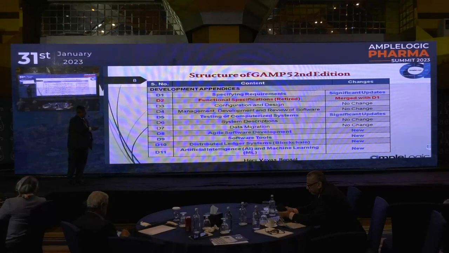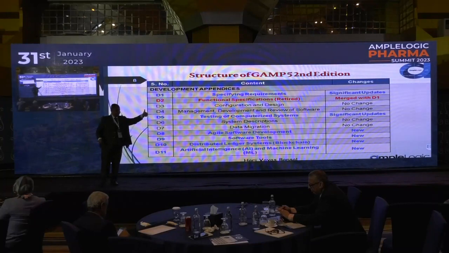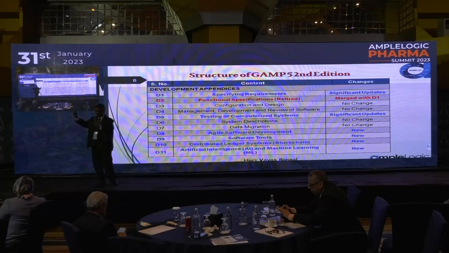Specifying requirement. There are significant updates. Earlier it was URS, and then functional specifications have been retired and merged with specifying requirement. So earlier it was URS and FS, URS and functional specification. Now it has become specifying the requirement. So when I gave you the example of a car, now you have specified your requirements. Your requirement is a car with 7 seats running on gasoline in the price range of 15 to 20 lakh rupees. So this is your specifying requirements.